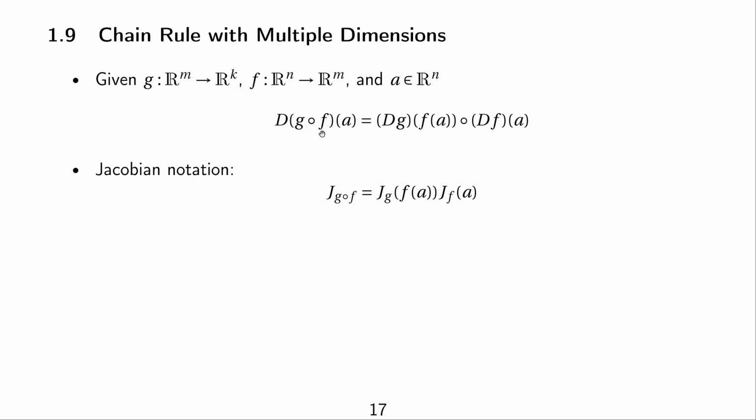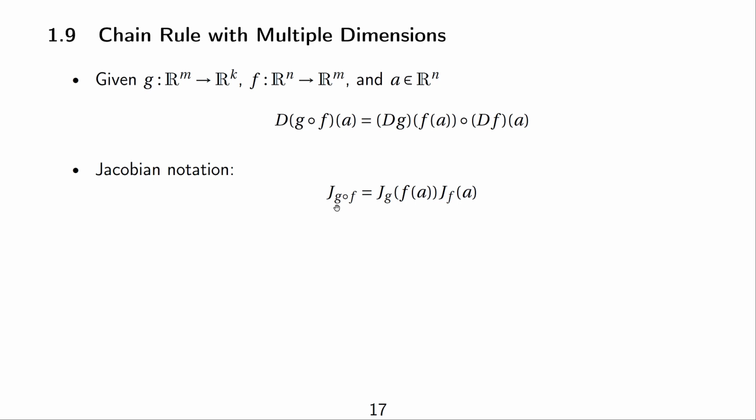All right, so we say the derivative of G ring F at point A is the derivative of G evaluated at f of A, multiplied by the derivative of f at the point A.